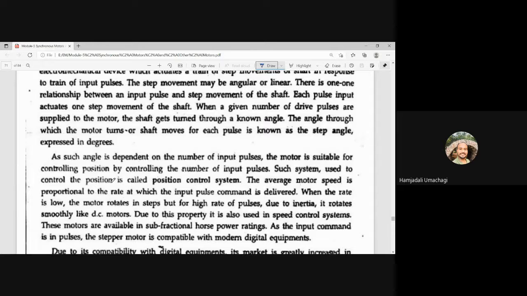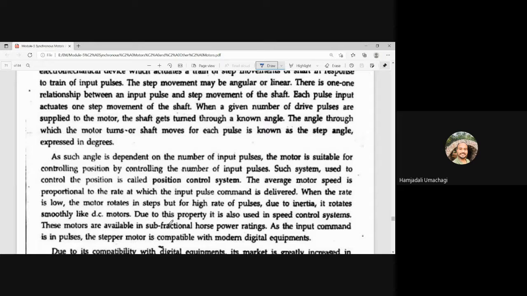The average motor speed is proportional to the rate at which input pulse command is delivered. So here the average motor speed is also dependent upon how many pulses we are going to apply. When the rate is low, the motor rotates in steps, but for a high rate of pulses, due to inertia, it rotates smoothly like a DC motor. So if we apply the pulses at a very low rate, then movement of the rotor will be in steps. If we apply the input pulses at a high rate, because of the inertia, then the motor will rotate smoothly like DC motors. Due to this property, it is also used in speed control systems. Because of this, stepper motor can also be used in speed control systems.